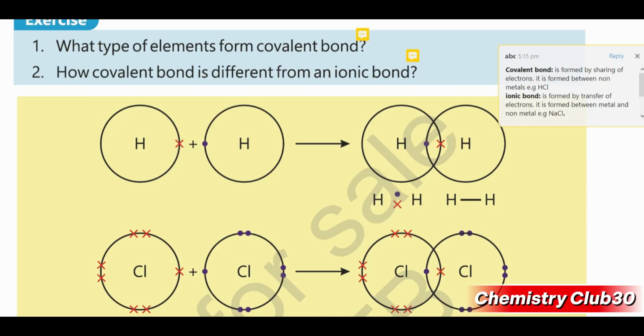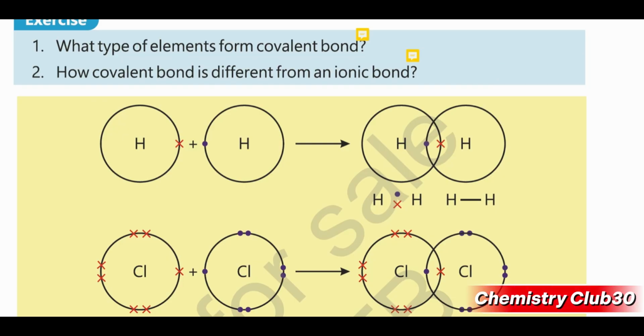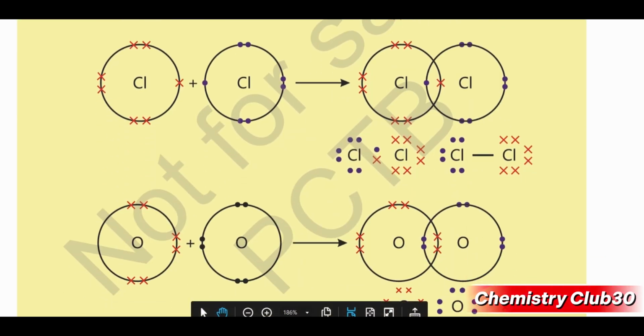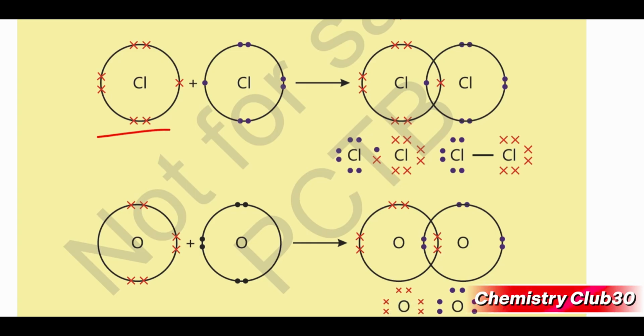Another example here is the chlorine molecule formation. In chlorine, the valence shell has 7 electrons, so only the valence shell is shown here, not the other electron configuration. So in the valence shell, 7 electrons in one chlorine atom and 7 electrons in the other chlorine atom. Each chlorine atom requires one electron, and they will share their electron to complete their octet.